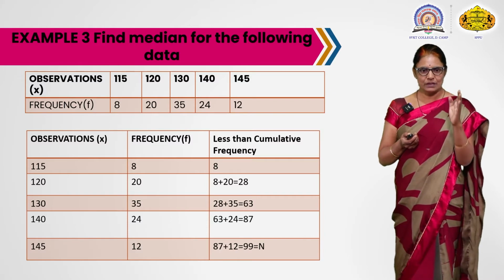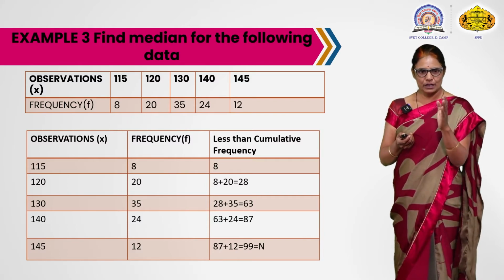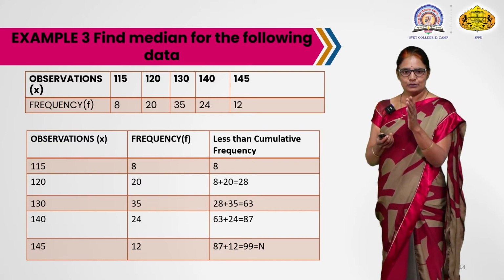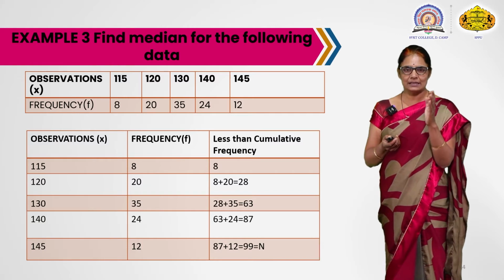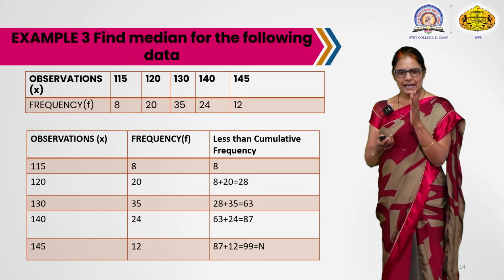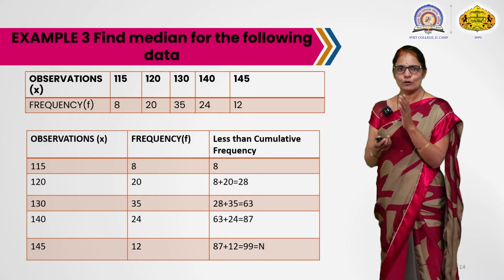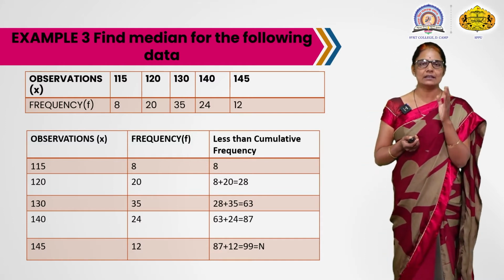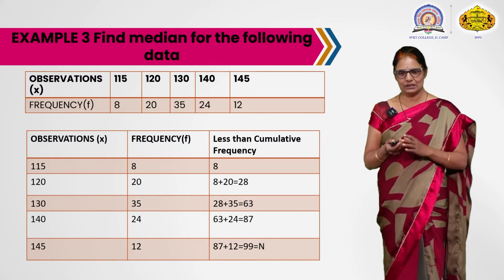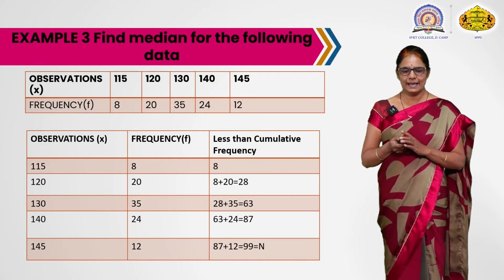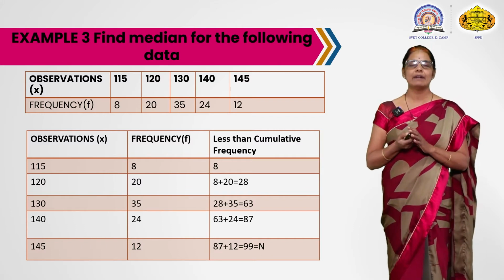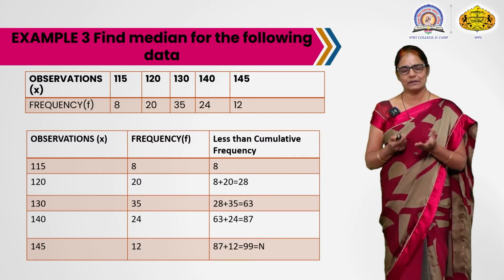First 8 observations are 115, next 20 observations are 120, that is up to 28. Up to 28 the observations are either 115 or 120, but from 29 onwards up to 63 all the observations are 130, and by the formula the median is the 50th observation, which is 130. Okay, so this is the purpose of less than cumulative frequency. Using this we can easily find the median of the given group or series.